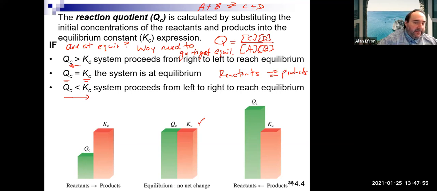Any questions on that? I have a question. For the initial concentrations, is that value going to be different than the concentrations that were calculated in the K value? Is that what's happening?